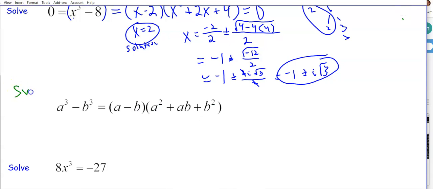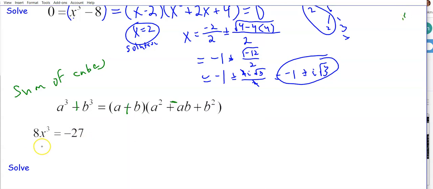The sum of cubes formula is the same as difference of cubes, except this is a plus, this is a plus, and this is a minus here. So it's a minus. The last plus is always still the same, it's still a plus. Okay, so to solve this one, first of all, it doesn't look like the right form at all right now. So let's try to get it in the right form.